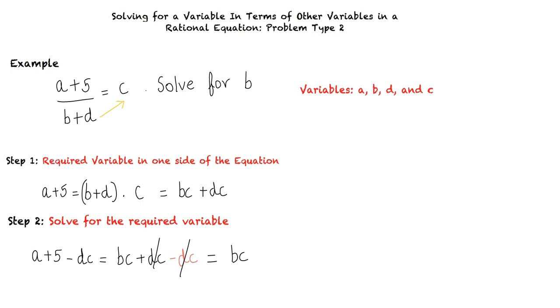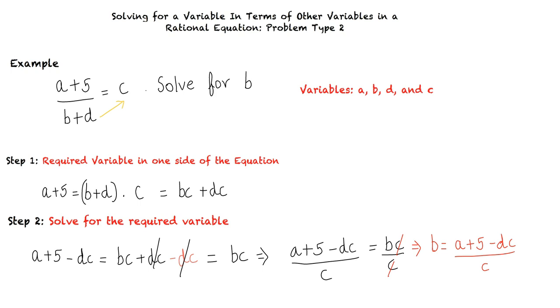Finally, we divide by c on both sides, right? That is right. We divide both sides by c so that we solve for the required variable b. Hence, (a + 5 - dc)/c = bc/c, so b = (a + 5 - dc)/c. Thus, we have solved for the required variable b.